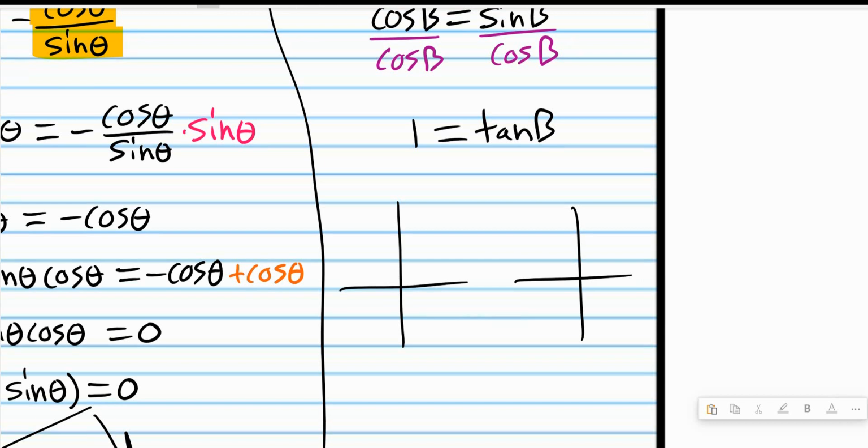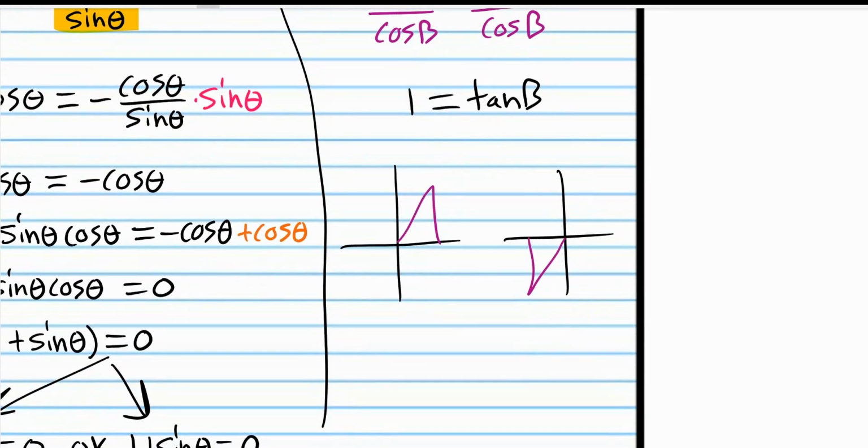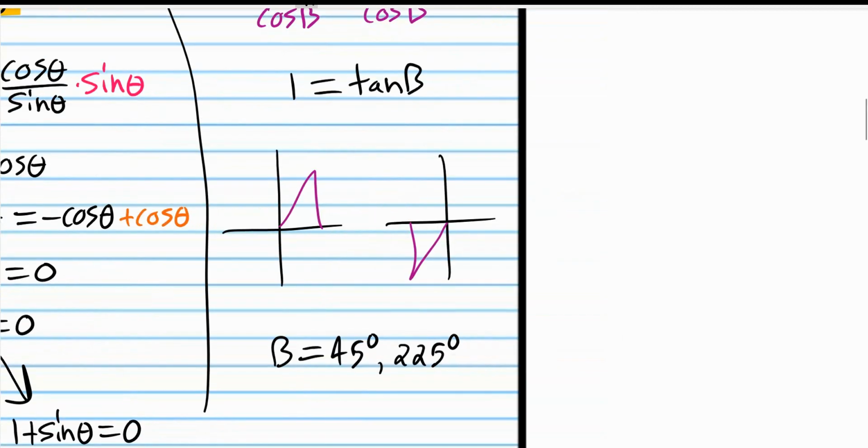And if tangent is positive 1, then the angle that we're looking for must be in the first quadrant or the third quadrant. So the first solution is 45 degrees. That's the first quadrant solution. And the second solution is the third quadrant solution. Again, we know the reference angle is 45, so add 45 to 180 and you get 225.